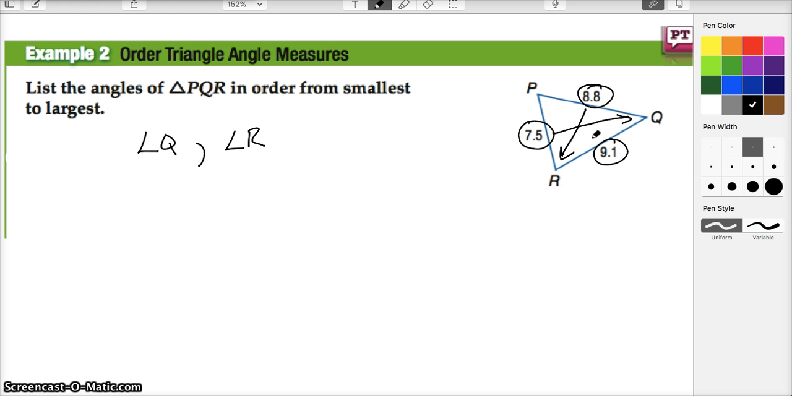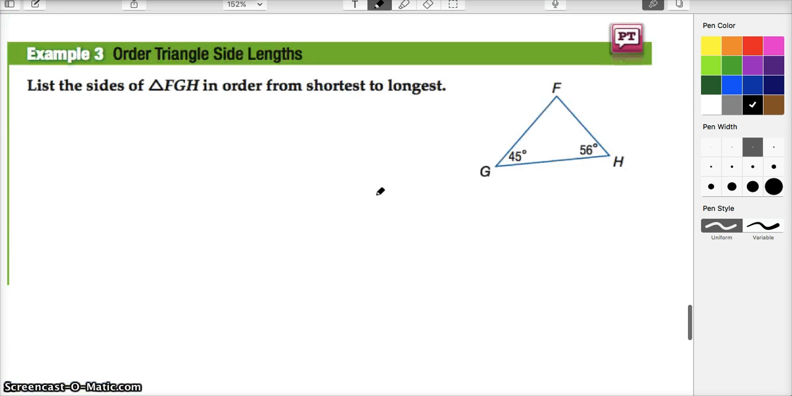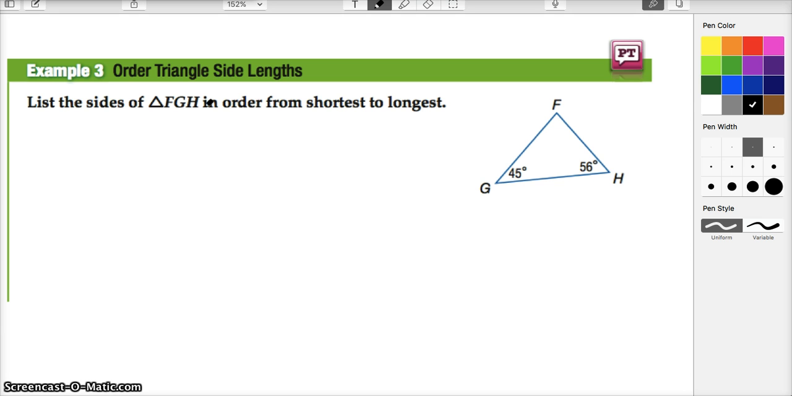And finally, the largest side is 9.1, or RQ, which has opposite it angle P. Not angle B, Dion, angle P. All right, so this would be the order from smallest to largest. In example 2, we're going to list the sides from shortest to longest.